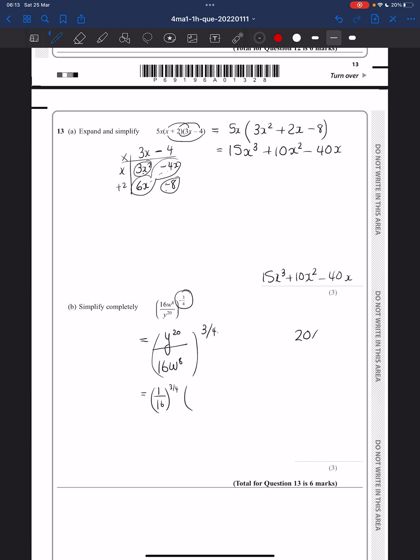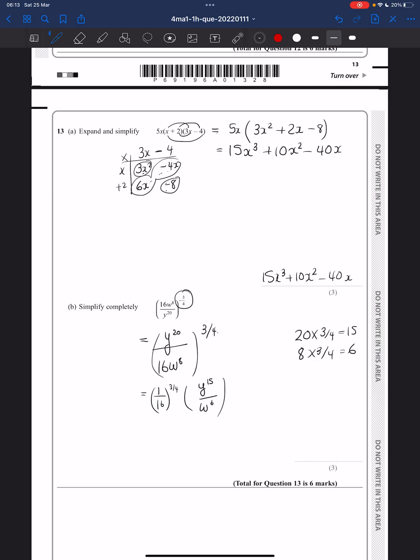So we'll do 20 times 3/4. It's a calculator paper, so you can do it on your calculator if you want, but I know that's 15. And 8 times 3/4 is 6. Okay, so we've dealt with the letters part there.